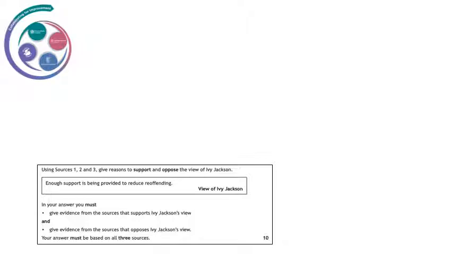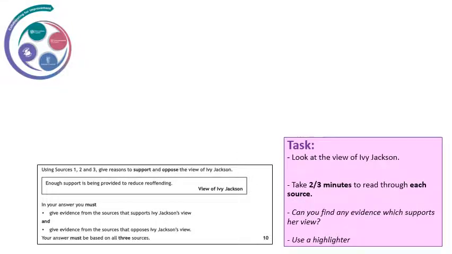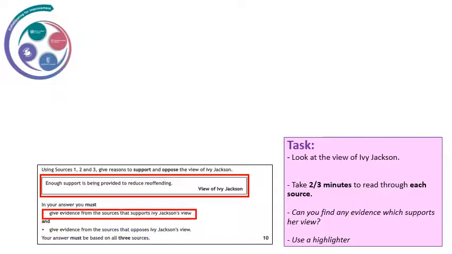So we know the question, we know the statement, and we know the view of Ivy Jackson. Once more, I recommend that you take yourself a couple of highlighters and that you highlight any information that you see across the three sources that supports the view of Ivy Jackson in one colour and any information that opposes Ivy Jackson in another colour. I would recommend that at this point you take between 2 to 3 minutes to read through each source and try to find evidence which supports and then opposes the view of Ivy Jackson.